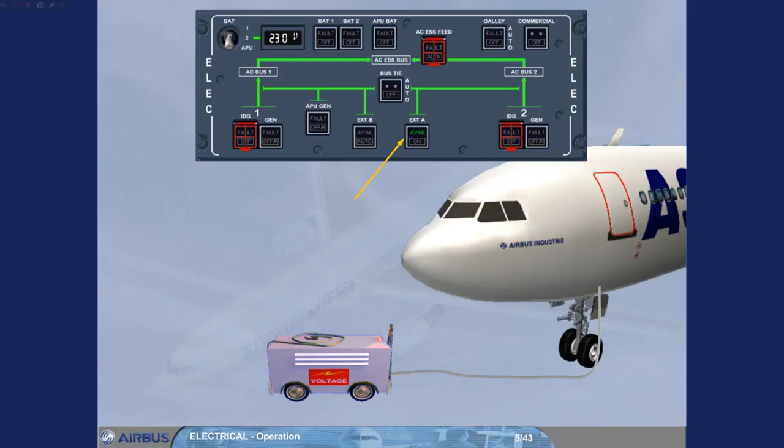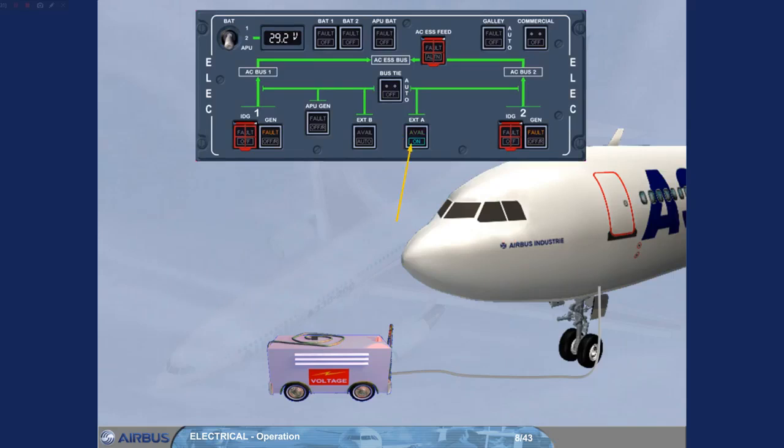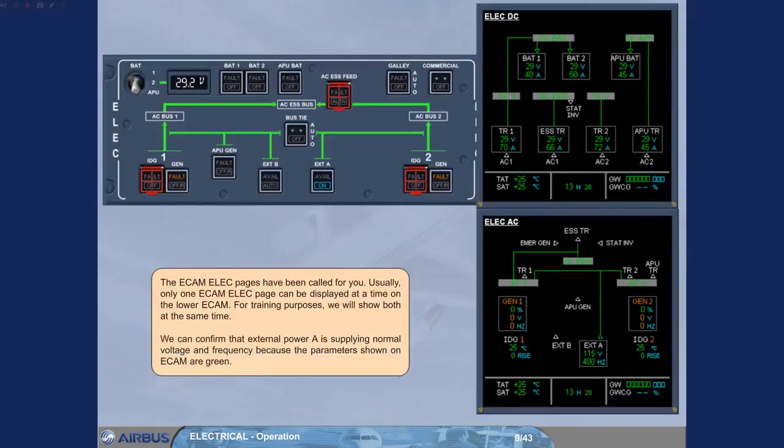Switch the external power on. When the cyan on light is illuminated, the ground cart is supplying the aircraft. The ECAM electrical pages have been called for you. Usually, only one ECAM electrical page can be displayed at a time on the lower ECAM. For training purposes, we will show both at the same time.